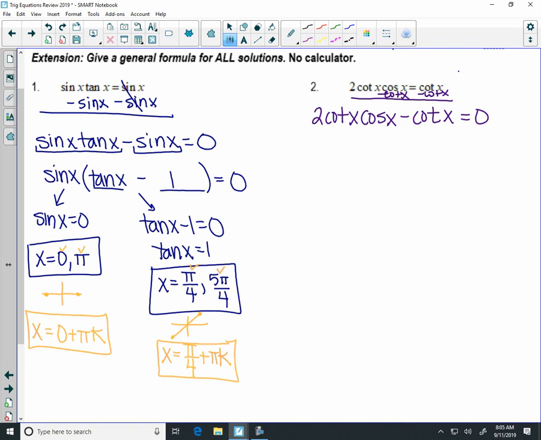Don't do that. All right, for number 2, my 2 terms have cotangent in common. If I divide cotangent out of my first term, I'm left with 2 cosine of x. And if I divide cotangent out of my second term, I'm just left with 1. Remember, 1 is your placeholder for multiplication. So the way this looks is this. Now I can set both of these equal to 0, just like the last problem.